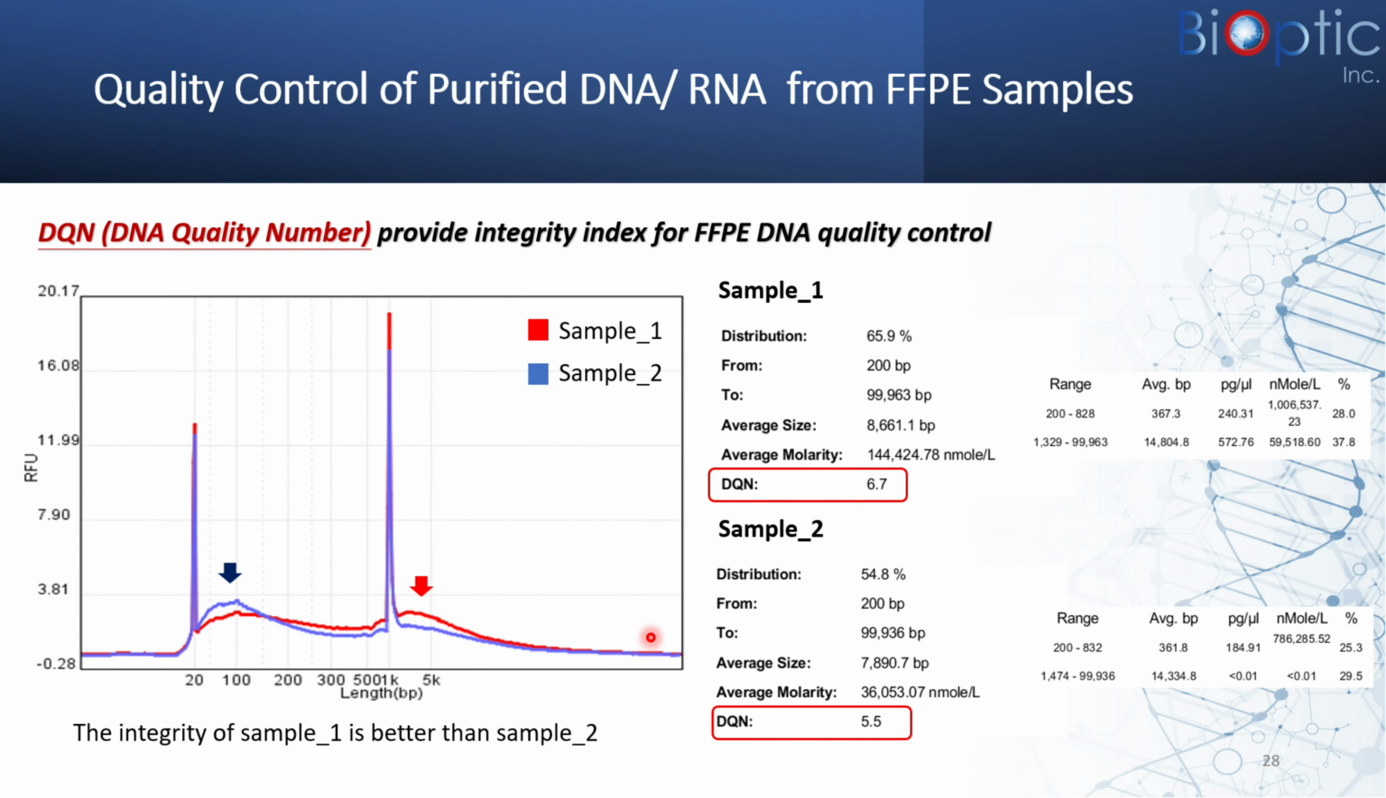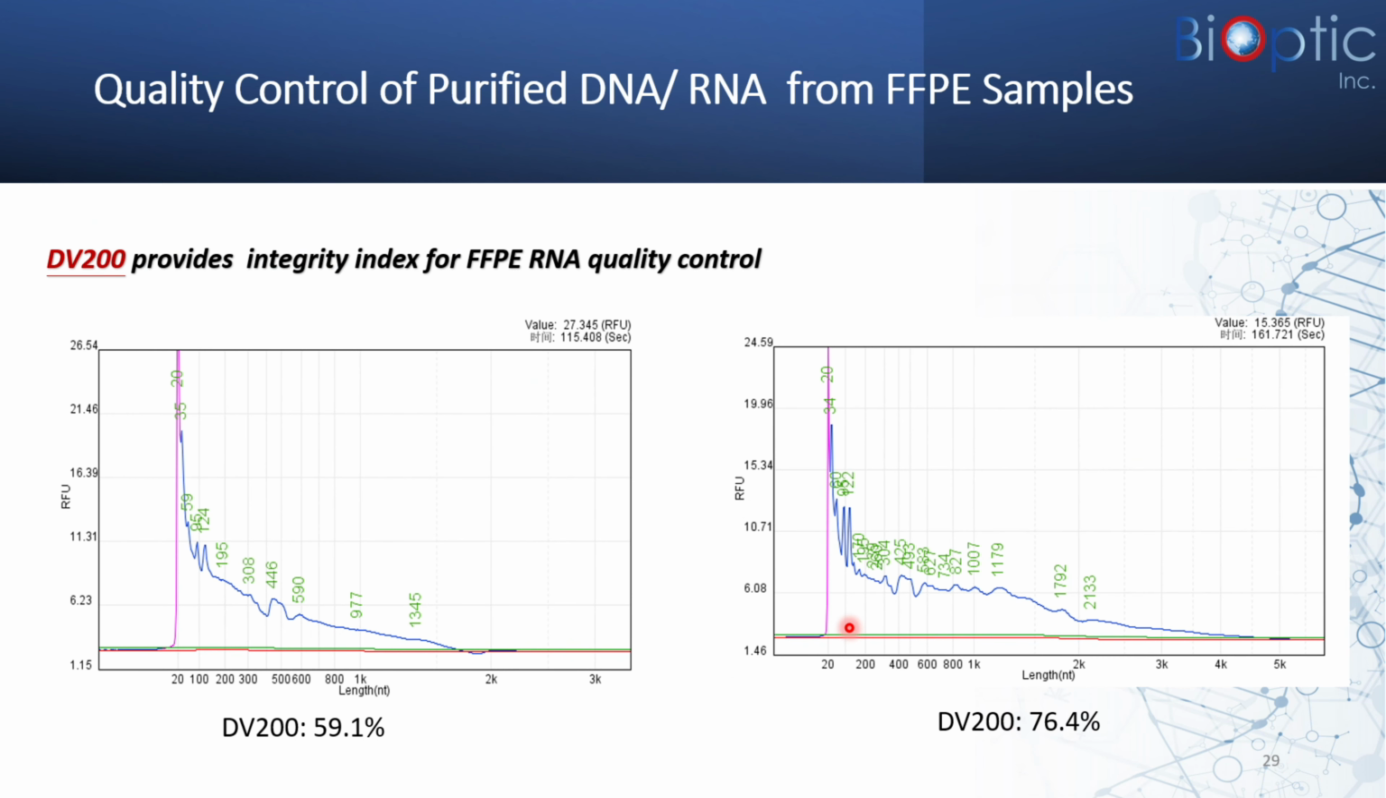The DNA quality number, DQN number, can provide the integrity index for the FFPE DNA. In this picture, we can see the sample 2, the blue line, is partially degraded compared to sample 1, leading to the lower DQN value. The RNA from FFPE samples is usually severely fragmented compared to FFPE DNA because of the chemical sensitivity. So it is difficult to identify their integrity.